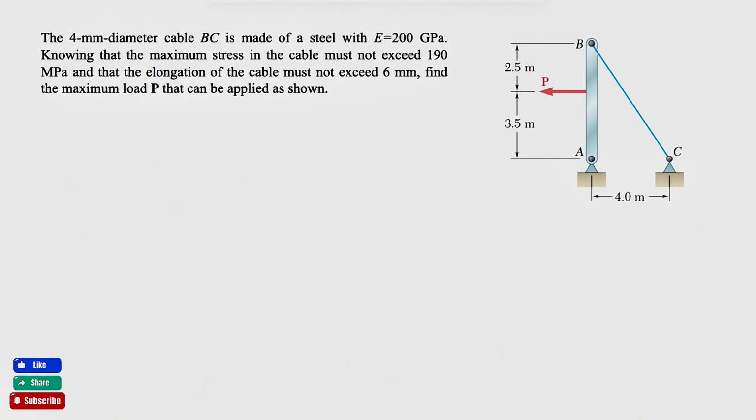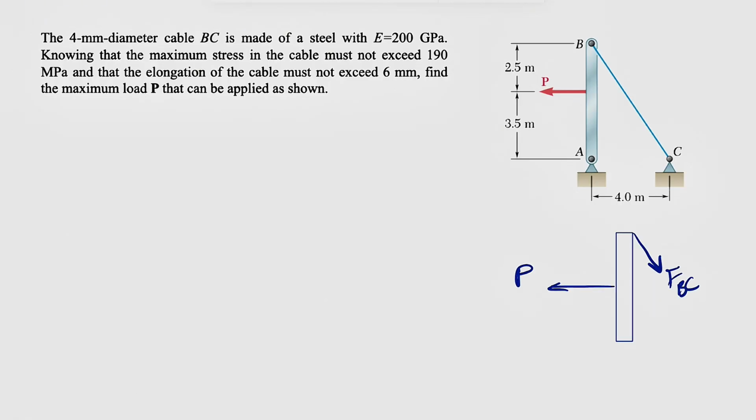So before we start everything, we need to figure out what's the force in the cable BC. And for that, we're going to draw the free body diagram for the rod AB. And so we're going to have the tension in the cable FBC. We have the force P in here. And since we have a pin at point A, we're going to consider two components, one horizontal and one vertical. We can just show our X and Y in here. And since we are in equilibrium, we're going to use our equilibrium equations.